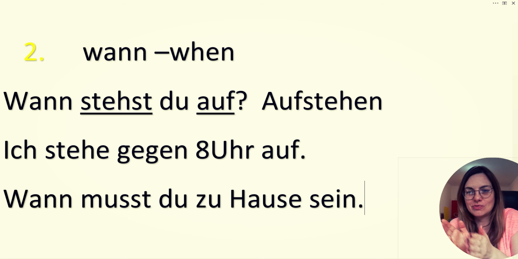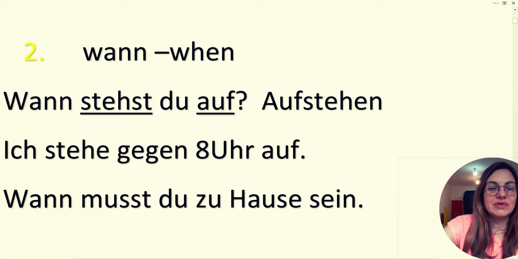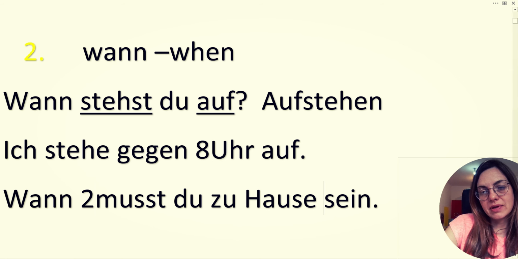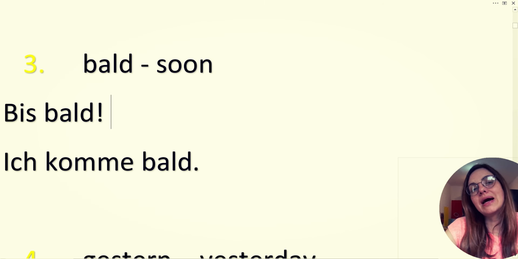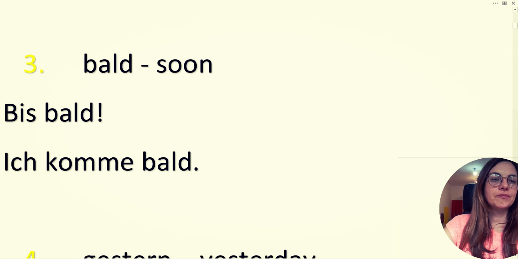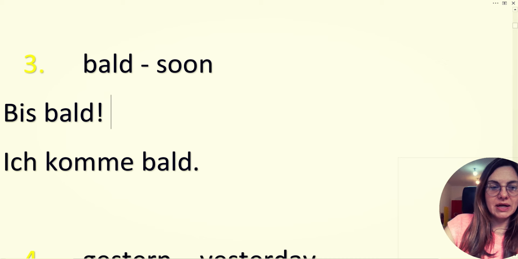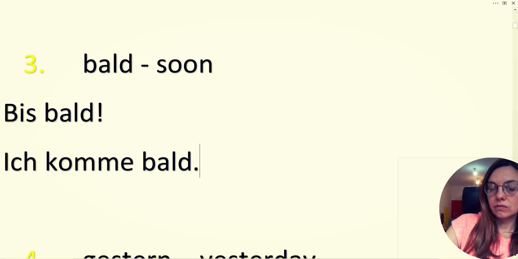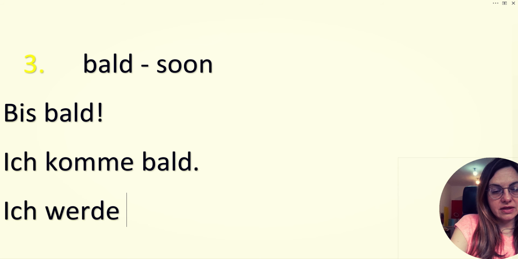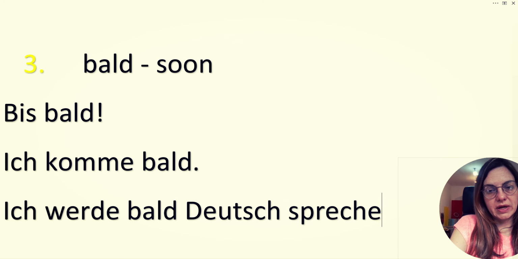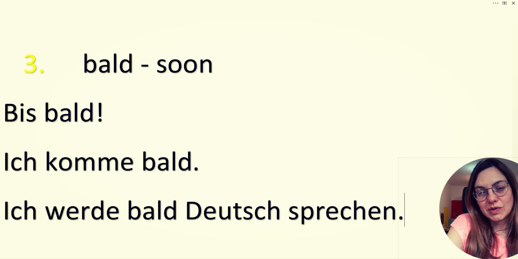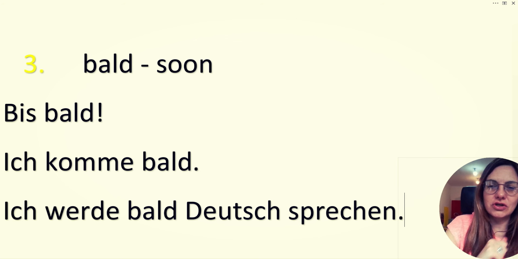So the verb to be in German is sein. And we said modal verb at position number two, the main verb at the end. So wann musst du zu Hause sein? Then we had number three, and it was bald, as soon, bis bald. See you soon. Ich komme bald. I'm coming soon. Or ich werde bald Deutsch sprechen. Very soon, I will be able to speak German. Ich werde bald Deutsch sprechen.